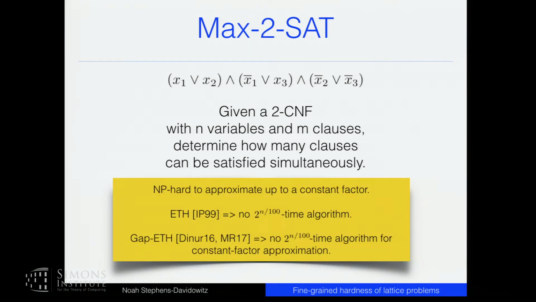This is known to be NP-hard to approximate up to a constant factor. I'm saying this like it's no big deal. This is the PCP theorem. It's a very big deal. And the exponential time hypothesis, due to Impagliazzo and Paturi, is one of the foundational fine-grained hardness results. And I'm lying a little bit here, but basically it says there's no 2^(n/100) time algorithm for this problem.